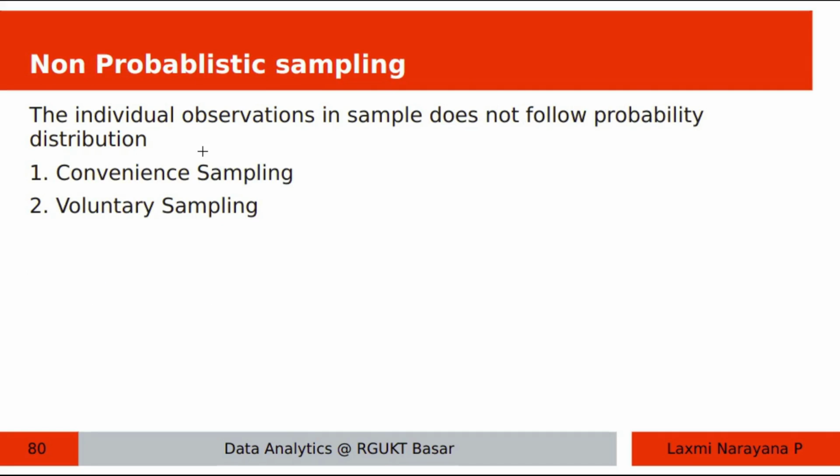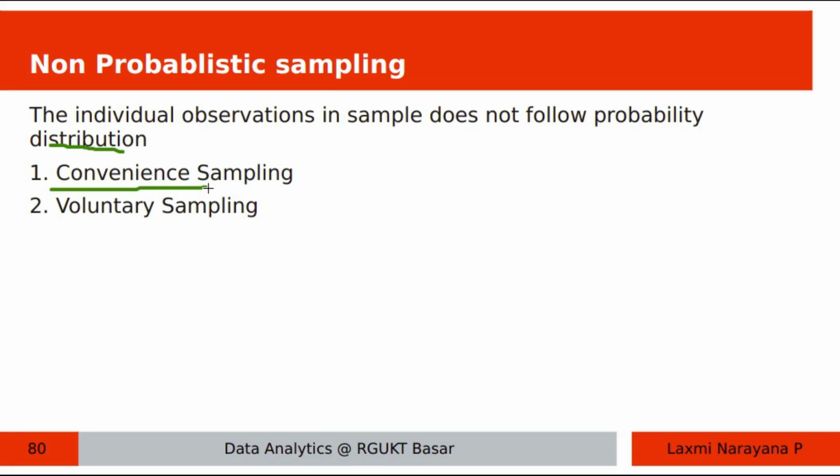non-probabilistic sampling. In non-probabilistic sampling, the individual observations in sample does not follow any probability distribution. Samples are selected based on convenience or voluntary basis. First one, convenience sampling. Researcher may collect data from his school or from his workplace or from his friends based on his convenience. It is not recommended.